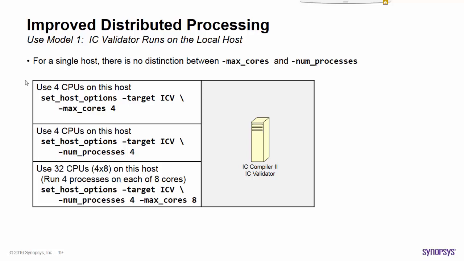In these examples, since no host or host acquisition method is specified, IC Validator will run on the local host with the number of CPUs specified.